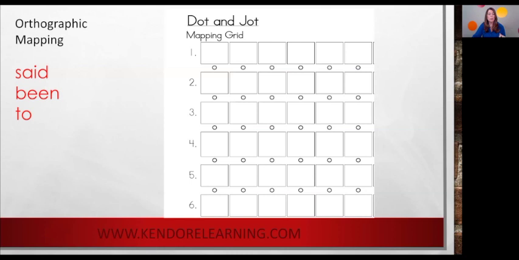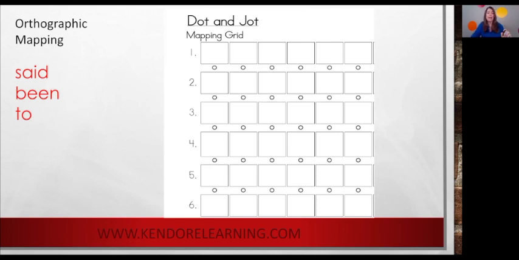Okay, and that's the thing in reading education, there's a lot of different terms that mean the same thing. So it's orthographic mapping, which means you're mapping the spelling of the word, right? But I call it dot and jot, which just means phoneme to grapheme mapping. The dot represents the sound, the jot represents the grapheme, which are the letters. And so you might hear different terminology, but we just call it dot and jot.